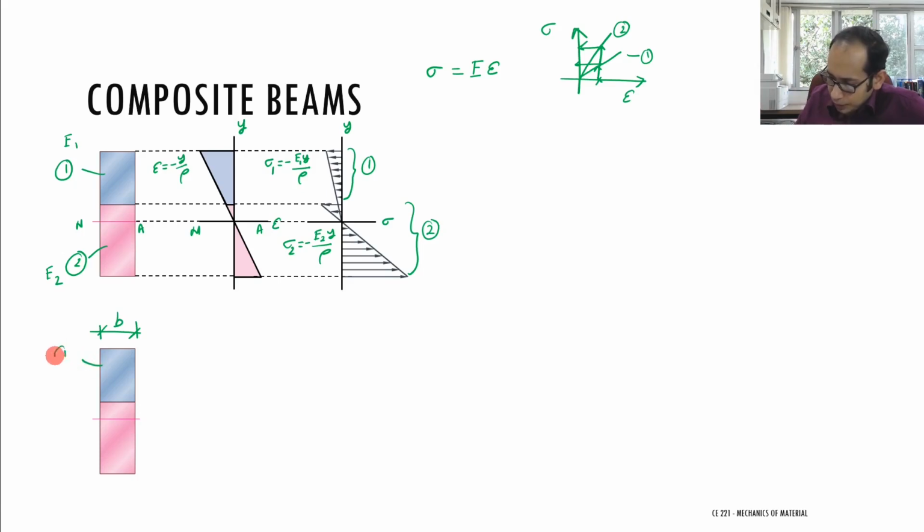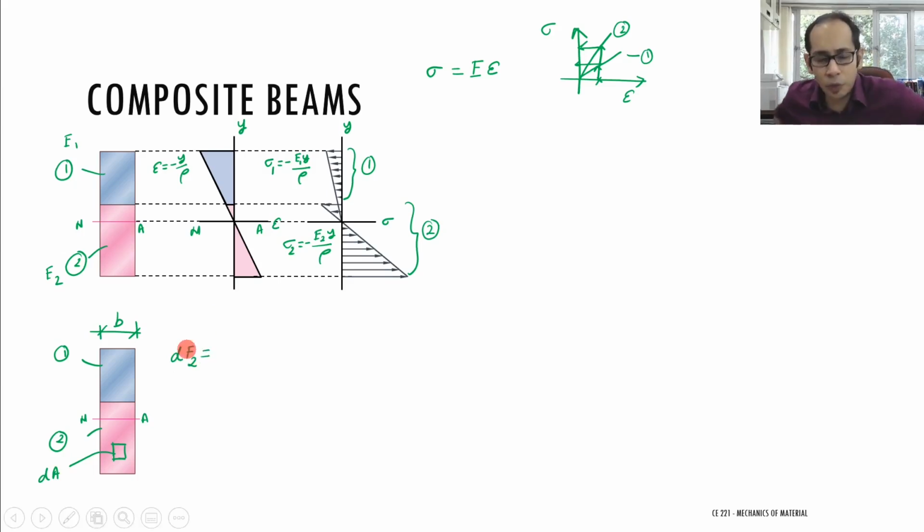So again, let me mark this material 1 and this is material 2 over here, and this is my neutral axis. Now let's say in this material 2 I take a small element of area dA. So this element over here has an area of dA. For this particular element, since it is material 2, let me write the force as dF2, the force experienced by material 2.